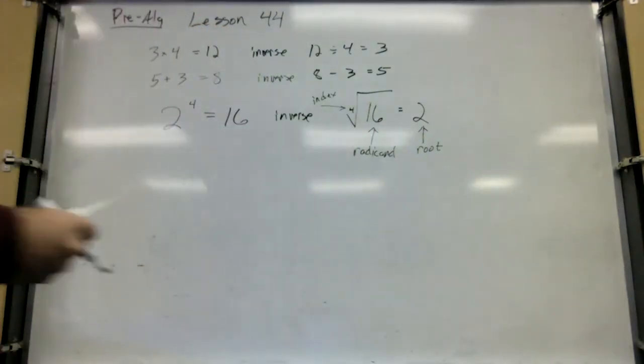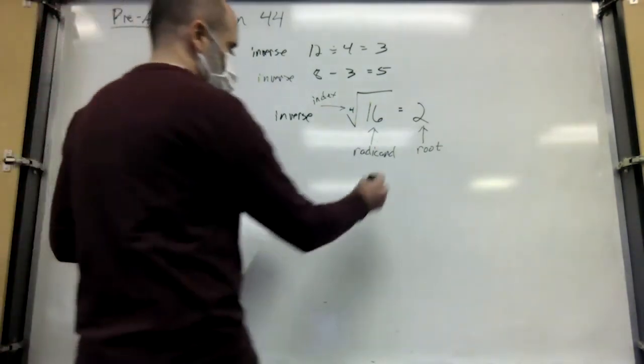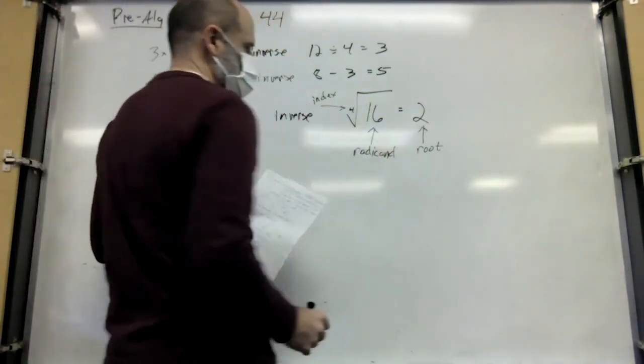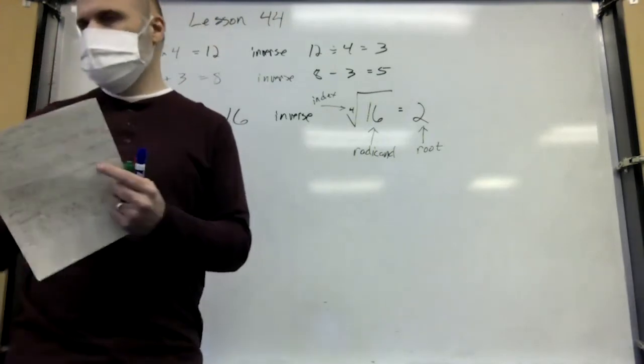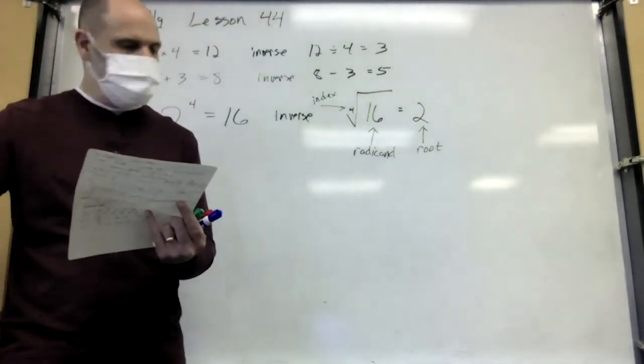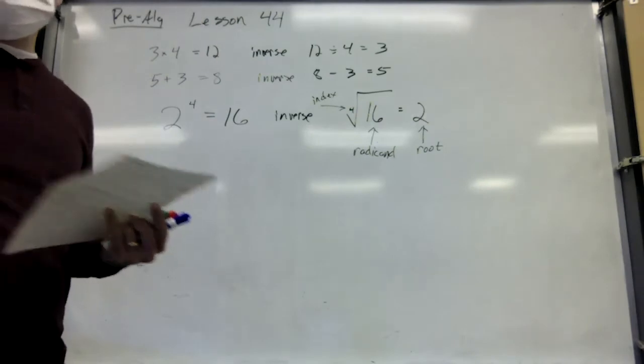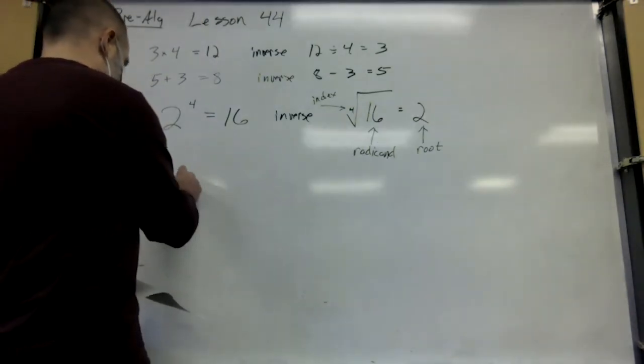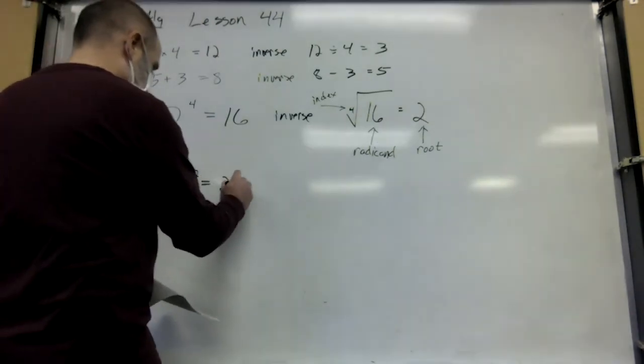Radicand. It looks like Verizon. Okay, radicand. All right, so you guys have done this before when you do like 5 squared equals 25.